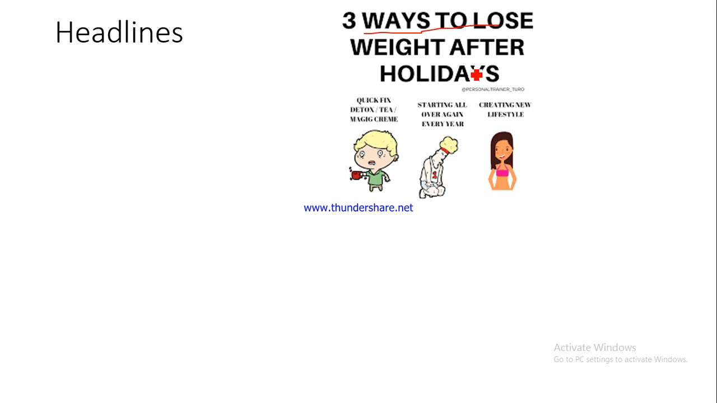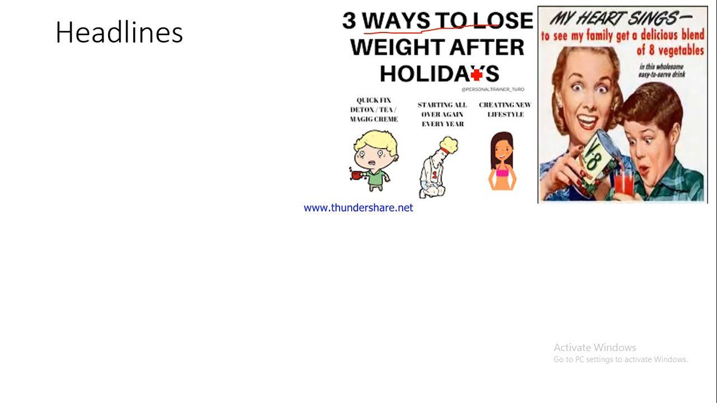5 ways to pass without studying. So this is an example of 1, 2, 3 ways kind of headlines. Then we have got "My heart sings to see my family get a delicious blend of 8 vegetables." They're talking about this ad, again of a product which is not being sold here in India. They are showing this particular product, and they have ensured that the brand name V8 is prominently displayed and clearly visible to the audience, right?